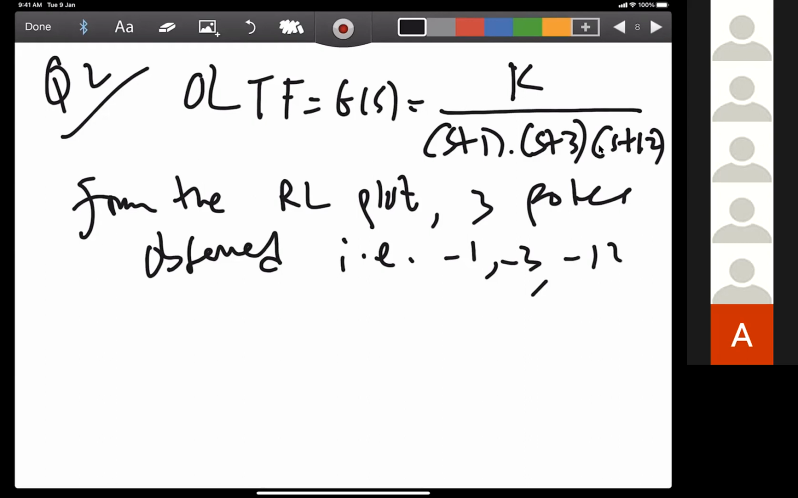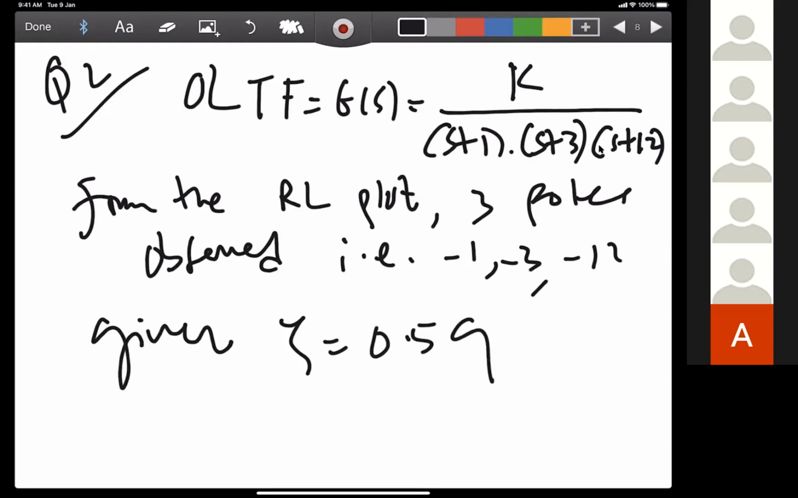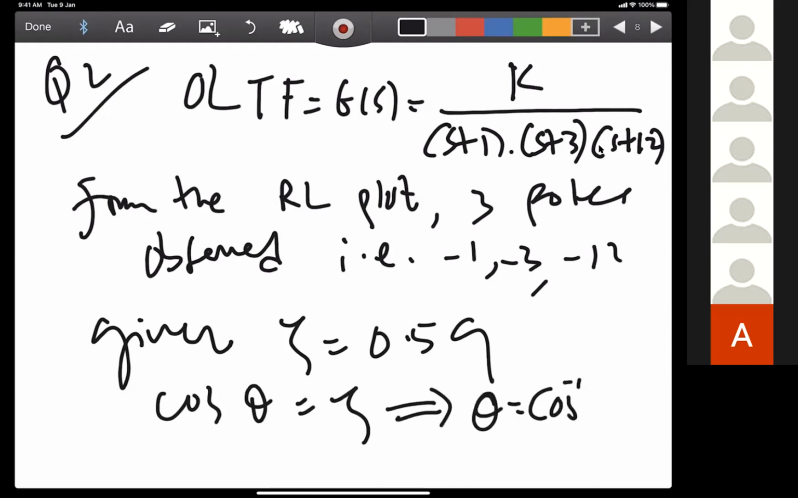So given zeta 0.59, we know that cos theta is equal to zeta. So theta is equal to inverse cos 0.59, which will give you theta how much? 53.8 degrees. Correct. Thank you very much.